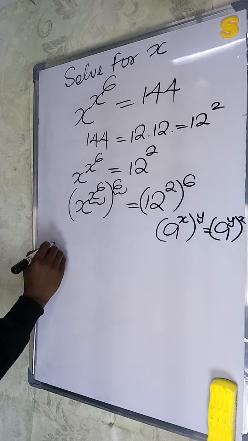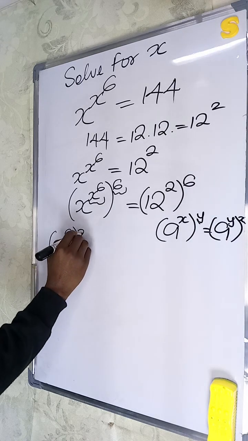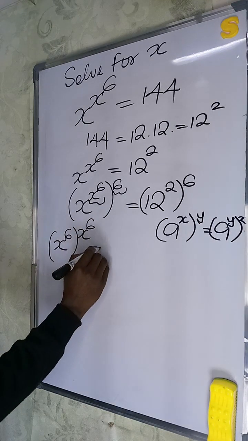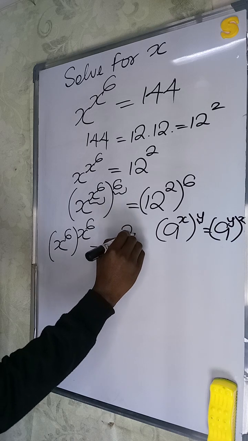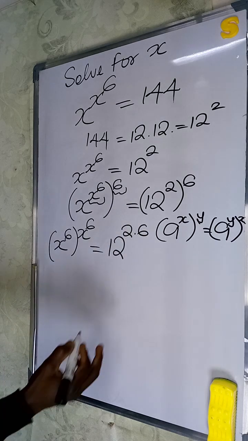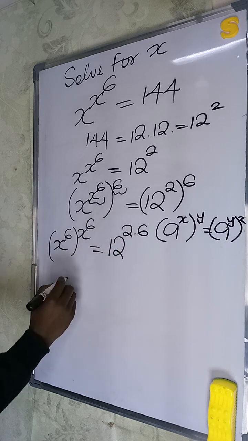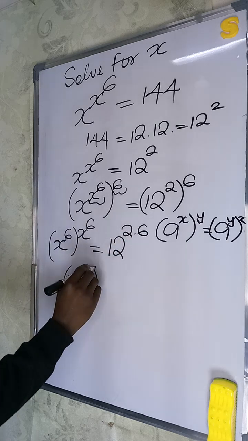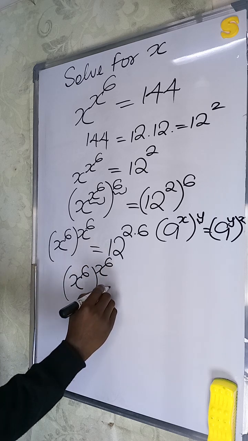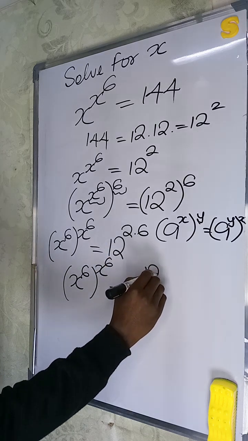So I'll have that become x to the power of 6 all to the power of x to the power of 6, and this will be equal to 12 to the power of 2 times 6 according to the law of indices. So this times this is going to give me x to the power of 6 all to the power of x to the power of 6, and this will be equal to 12 to the power of 12.